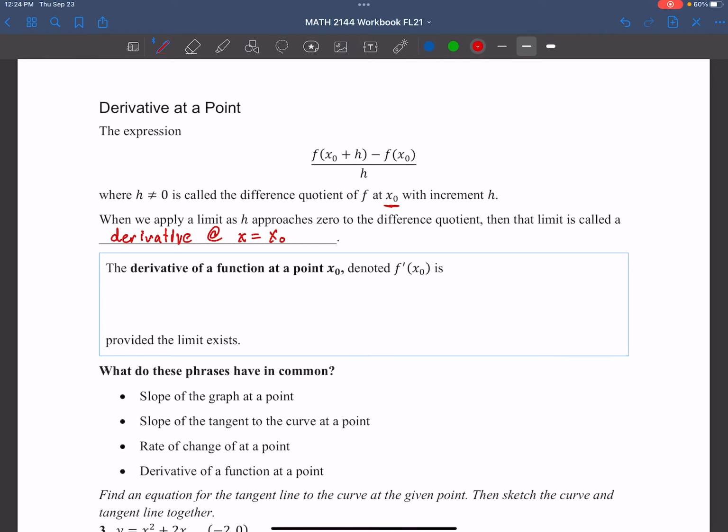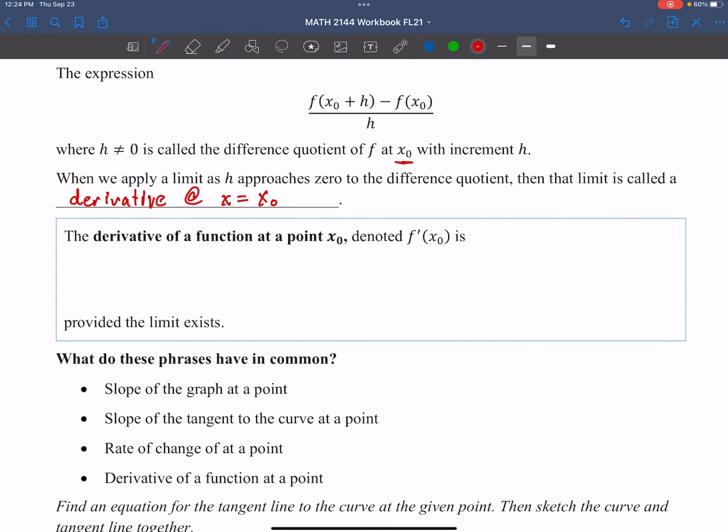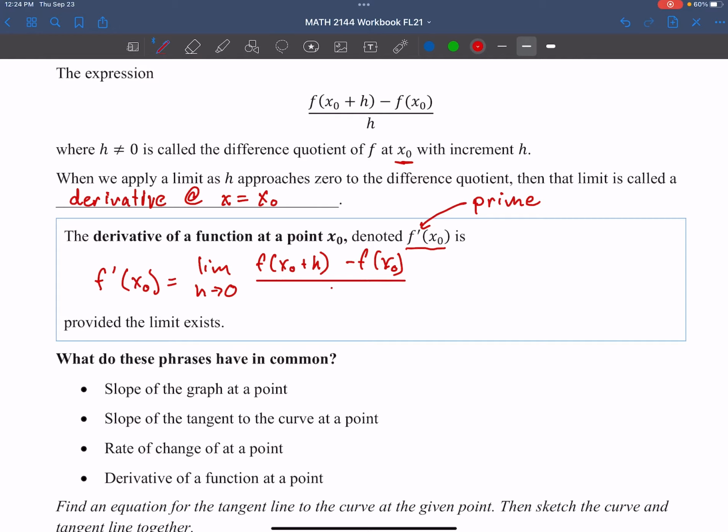So the derivative of a function at a point x naught is denoted with this notation. Let me just read the point specifically to this little dash. That dash is read as prime. So this is f prime of x naught is equal to the limit as h approaches 0 of f of x naught plus h minus f of x naught divided by h.